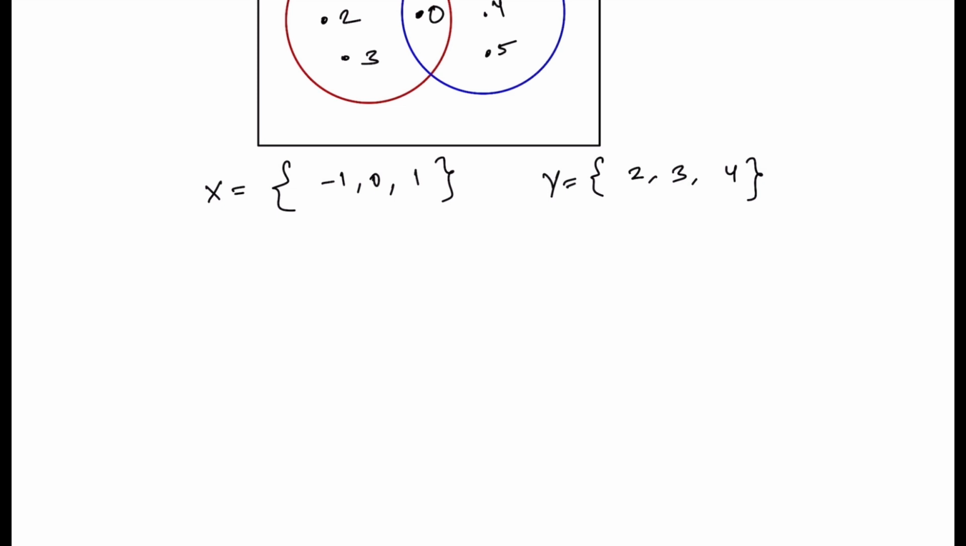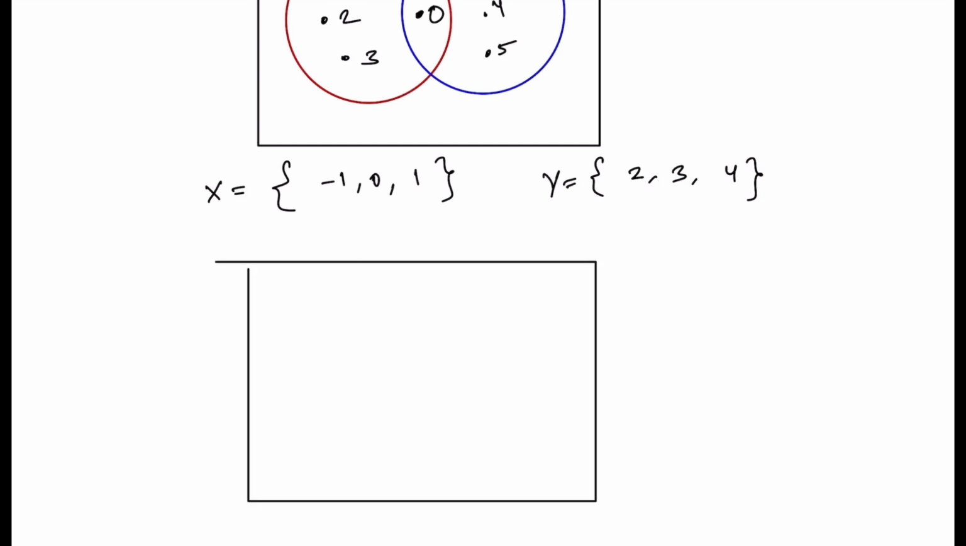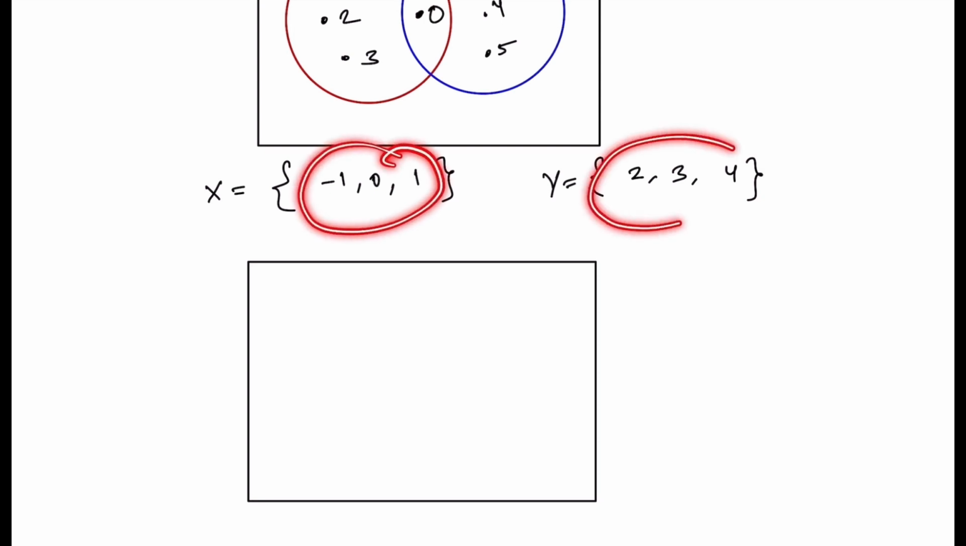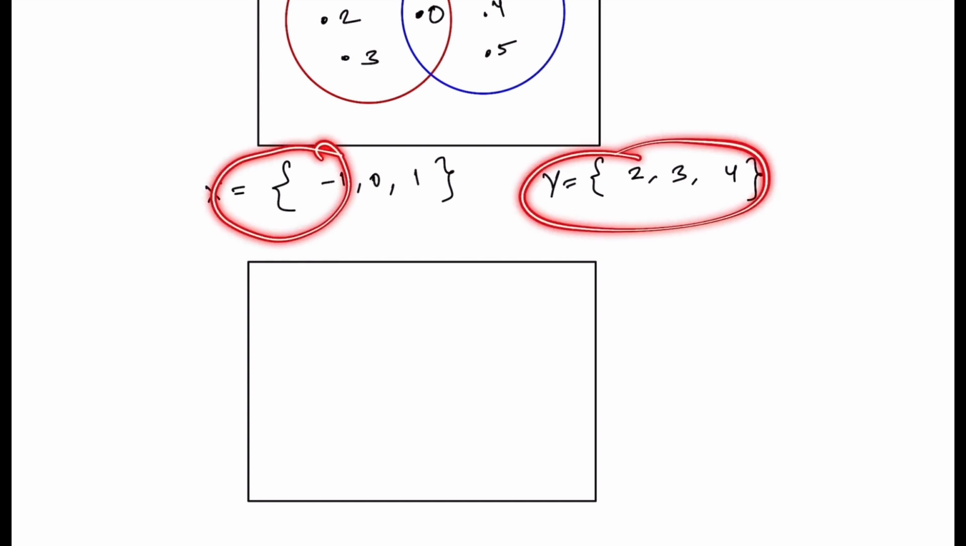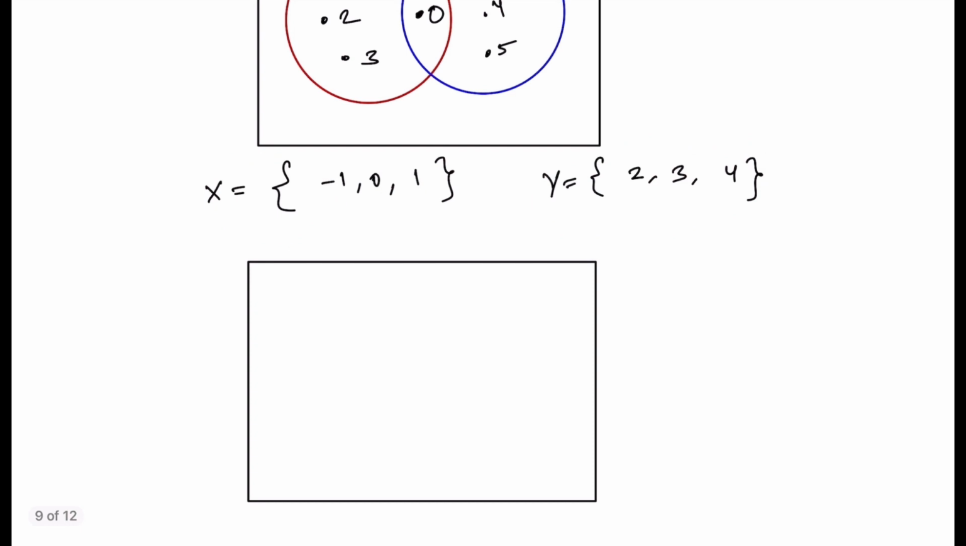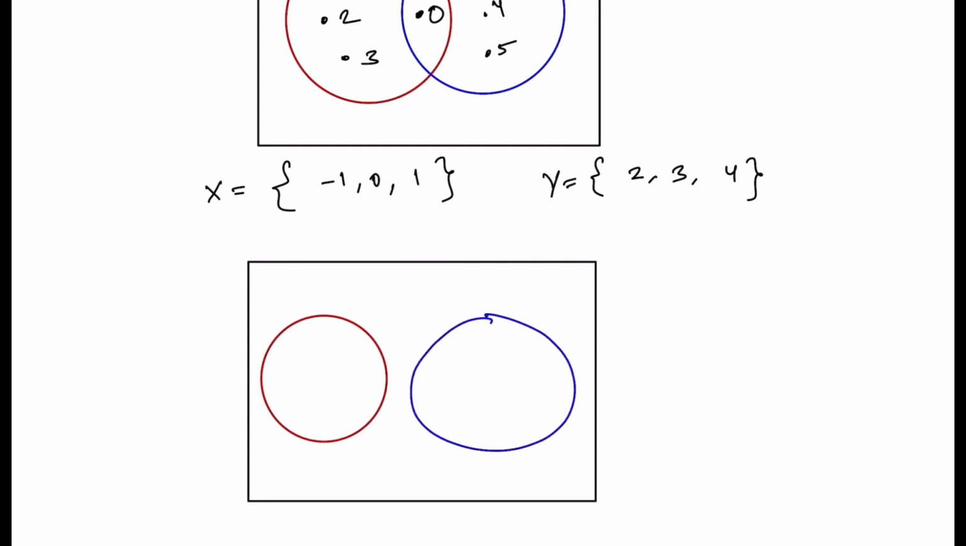Similarly, first we will draw a rectangle for the universal set. Next, check if there is anything common or not. If you see here, there is no element common. If in the given sets there is no element common, then the region of X will not overlap with the region of Y, meaning the circle of X will not overlap with the circle of Y. So just draw the circles and do not overlap them. This is X, this is Y.